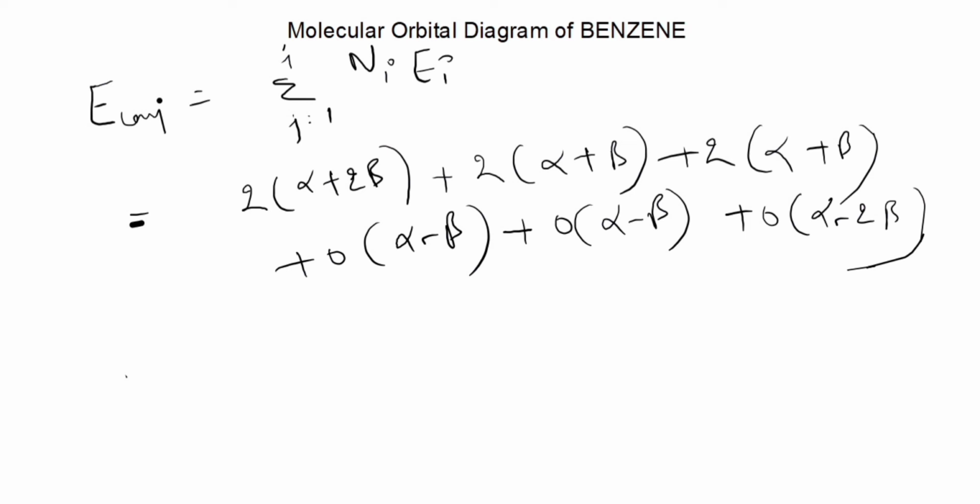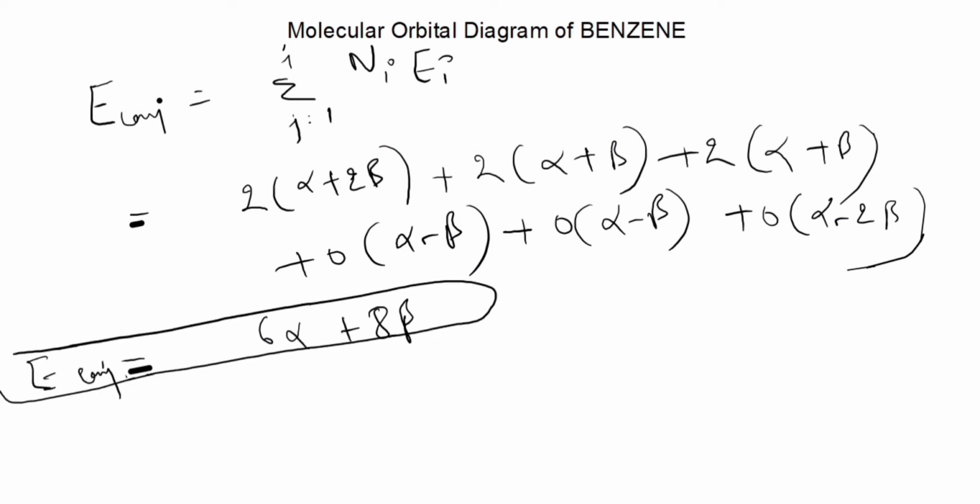This was the value of energy for xi2 and xi3, xi4, xi5, xi6 respectively. And why I wrote 2 in place of n, because there were 2 electrons in each bonding orbital, and there were 0 electrons in each antibonding orbital. So calculating these, we get 6 alpha plus 8 beta. So what is this? This is the energy of conjugation for benzene. Now remember this particular value.